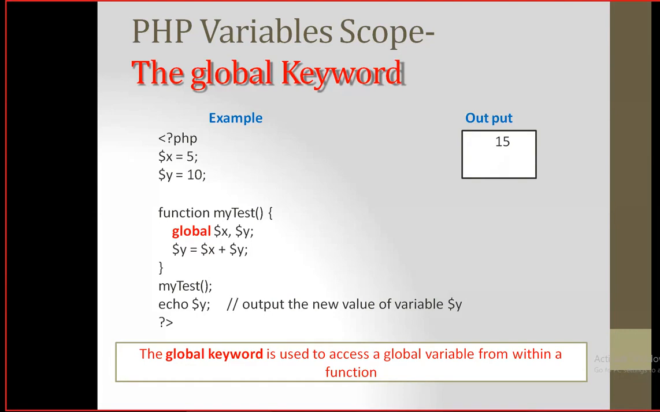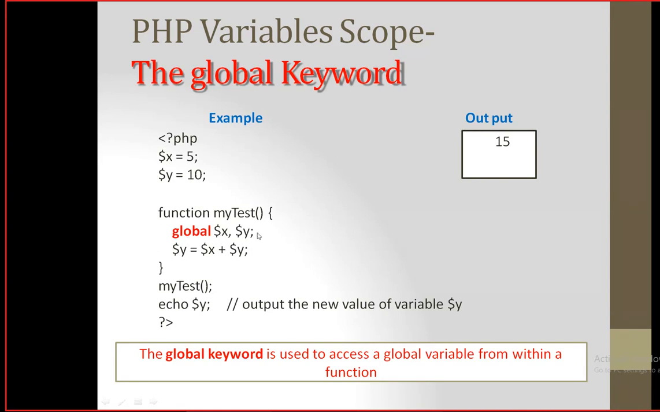Global keyword. Now this is important. See, I have two variables, x and y, having their respective values 5 and 10. But despite them being global, I want to access them inside my function. Earlier, they were not accessible, right? In the previous example. But if I want the global value of these two variables to be accessible inside my function, then I use the keyword global, right?